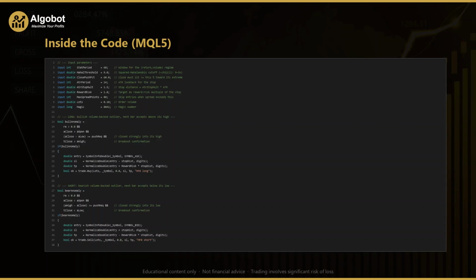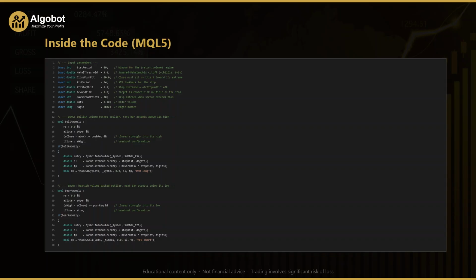Close push PCT demands the outlier candle close at least 60% of the way toward its extreme. AtrPeriod and AtrStopMult define the volatility-based stop, and RewardRisk sets the target as a multiple of that stop distance. Max spread points and lots and magic handle spread filtering, order size, and position tagging. Now look at the long block.